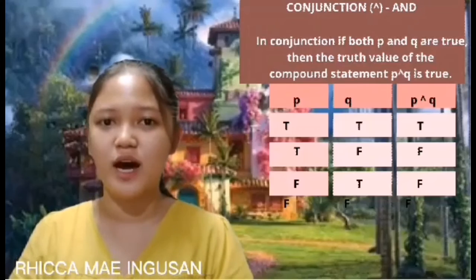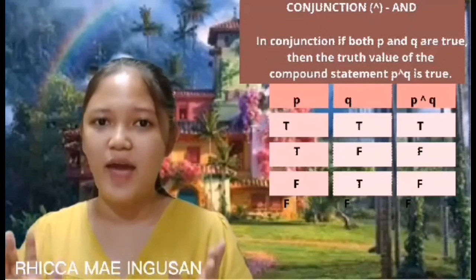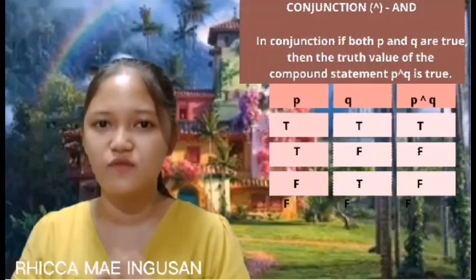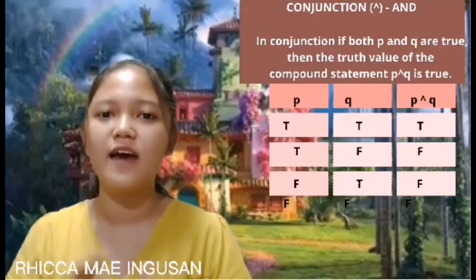T and T, so the truth value is true. Second, T and F, so the truth value is false. Third, we have F and T, so false. The fourth is F and F, so false.